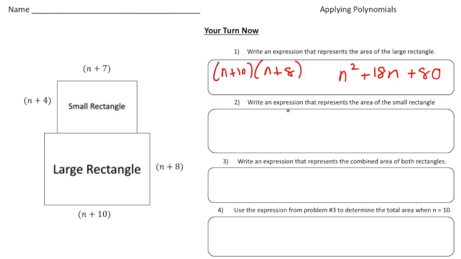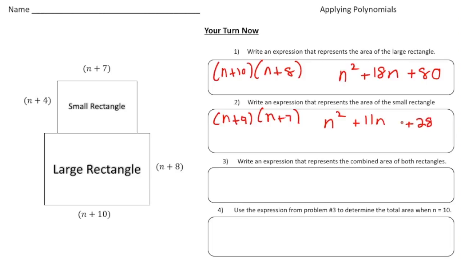All right, part 2 says write an expression that represents the area of the small rectangle. All right, so we know it's going to be n plus 4 times n plus 7. And again, n times n is n squared. And n times 4 is 4n. Plus 7 times n is going to be 11n. And then 4 times 7 gives us a 28.